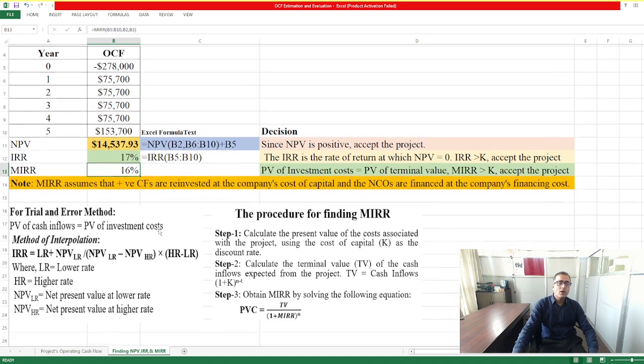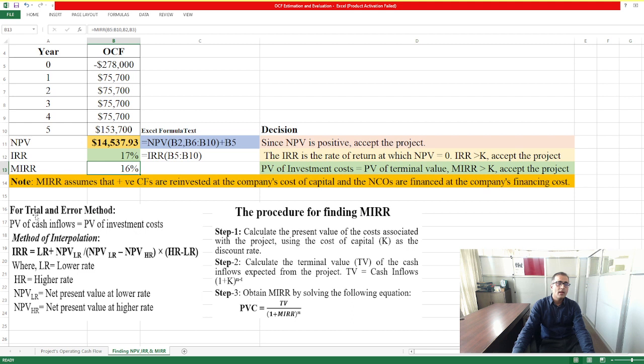Now manually, when you are asked to find the IRR, our foundation principle is this: present value of cash inflow equals present value of initial investment. Then we use this equation, the method of interpolation: lower rate plus NPV at lower rate divided by NPV at lower rate minus NPV at higher rate, times the difference between the rates. Mainly we need to discount our future cash flow. One value we need positive, the next value negative. Then you could interpolate to find the IRR.